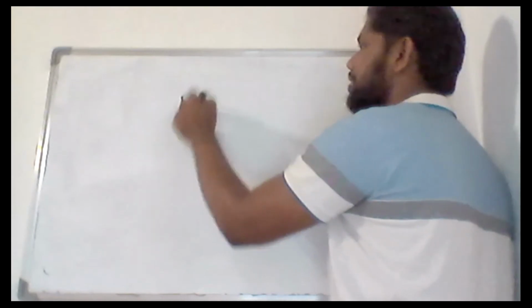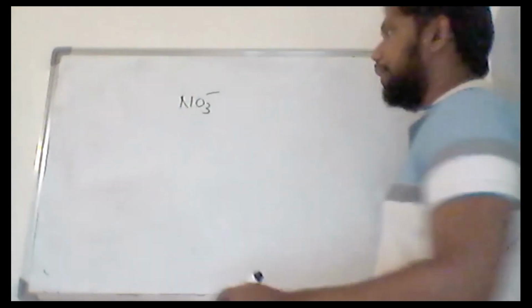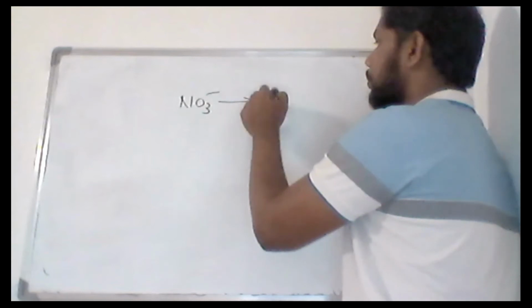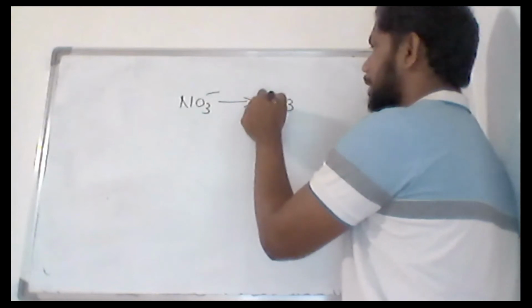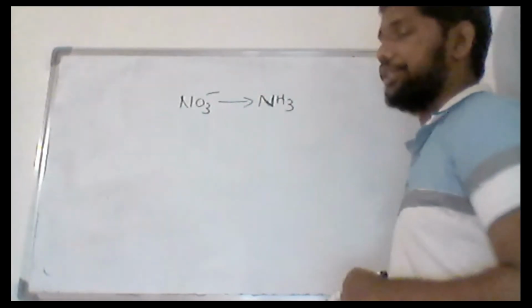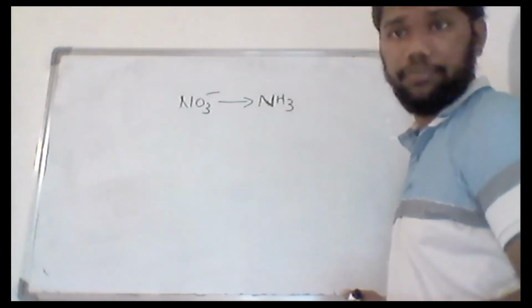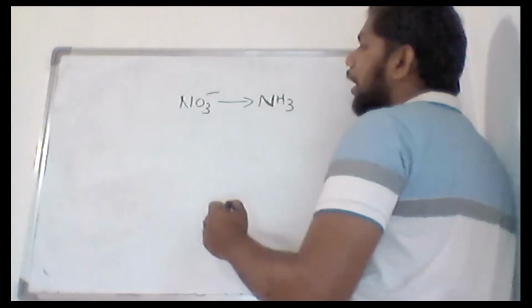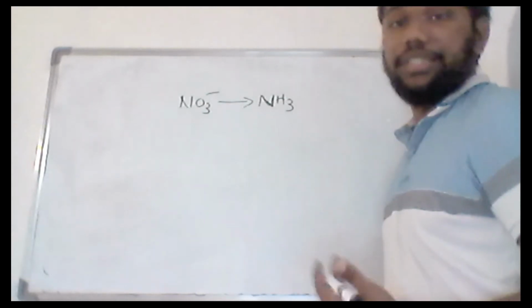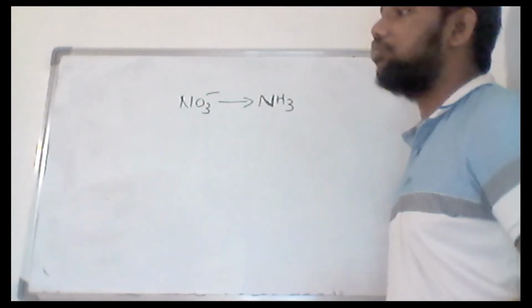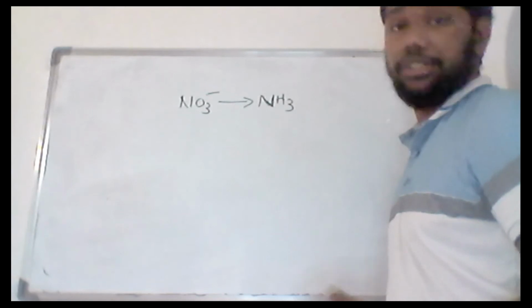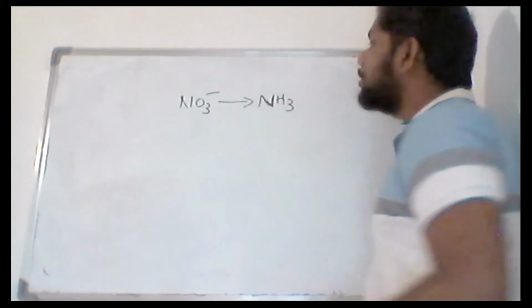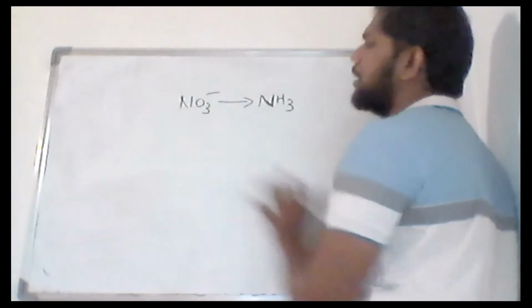So think about this. Basically you have NO3 minus that is going to undergo a change in oxidation state from NO3 minus to ammonia. This is one process that is going to happen. And remember, this is in a basic condition, so we have an oxidation and reduction process going on. Let's try to balance this one.